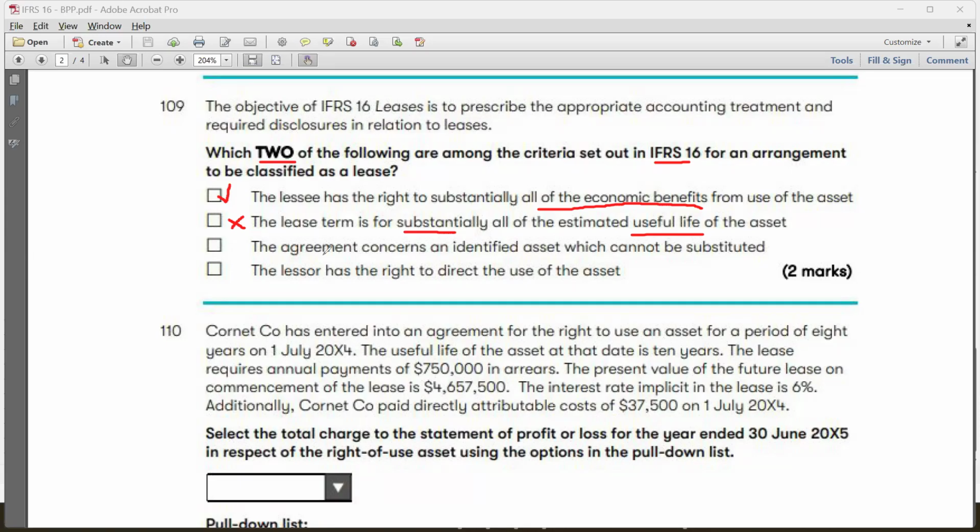The third: the agreement contains an identified asset which cannot be substituted. That is the second correct statement for a lease. The fourth: the lessor has the right to direct the use of the asset. This is not correct. The lessor has no right; the lessee has the right. So the two statements you're looking for are that the lessee has the right to substantially all of the economic benefits from use of the asset, and that this lease agreement is for a specific identifiable asset and it cannot be substituted. It has to be that same asset.